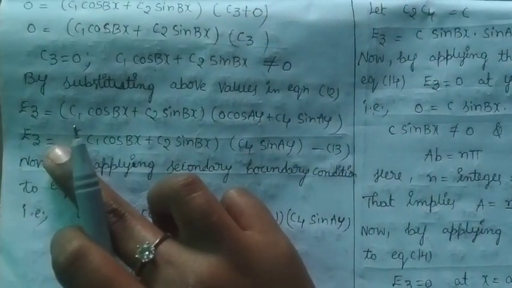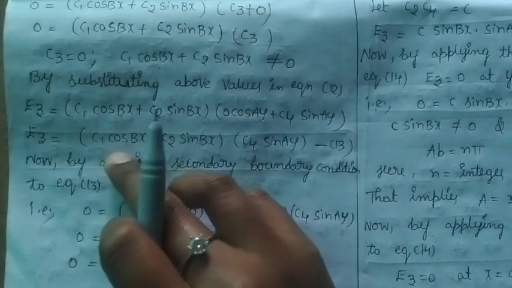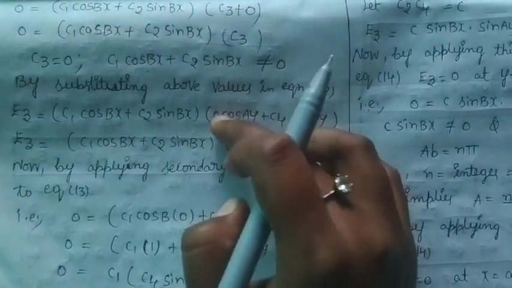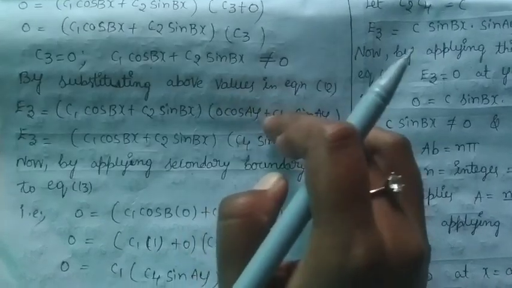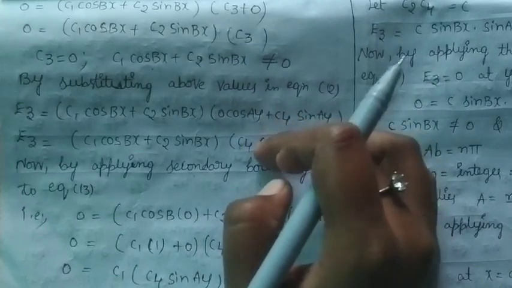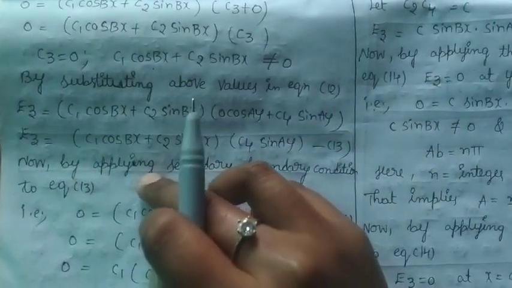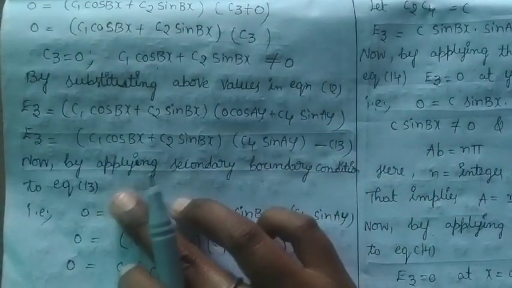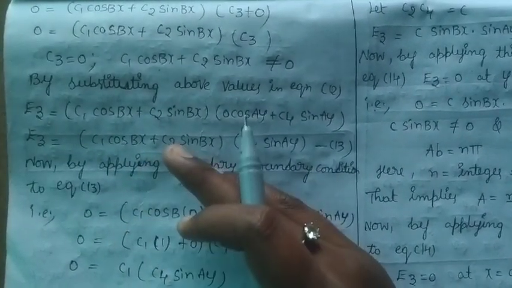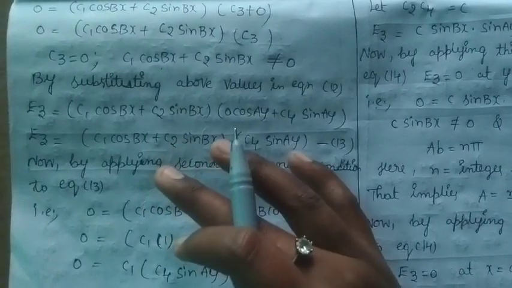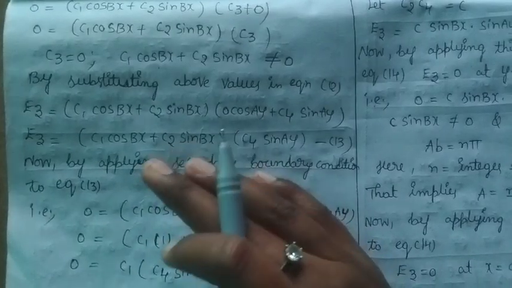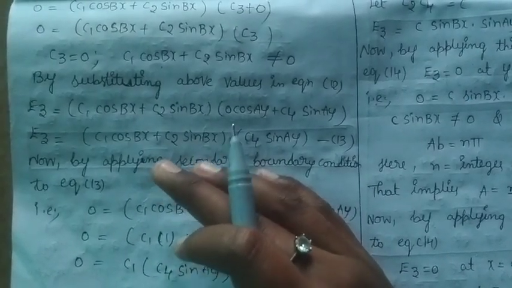After that the equation becomes Ez is equal to (c1 cos bx plus c2 sin bx) into c4 sin ay, where the total term becomes 0, because 0 into anything becomes 0. Now apply the second boundary condition to equation 13. The second boundary condition is that Ez is equal to 0 at x equal to 0, for y from 0 to b.